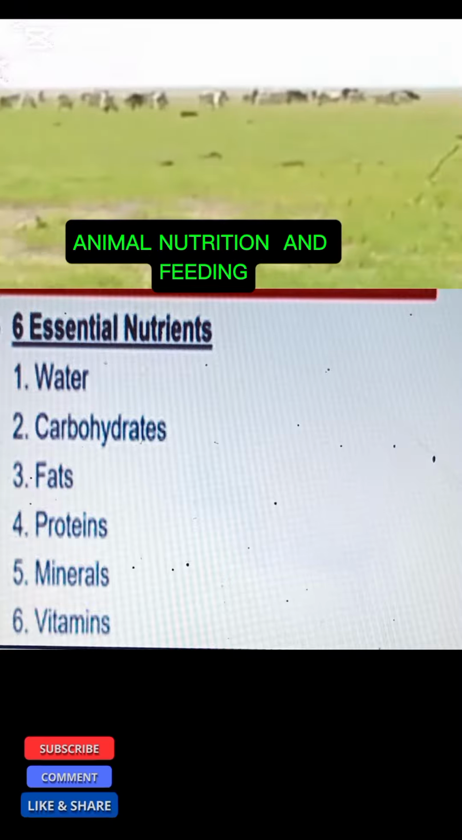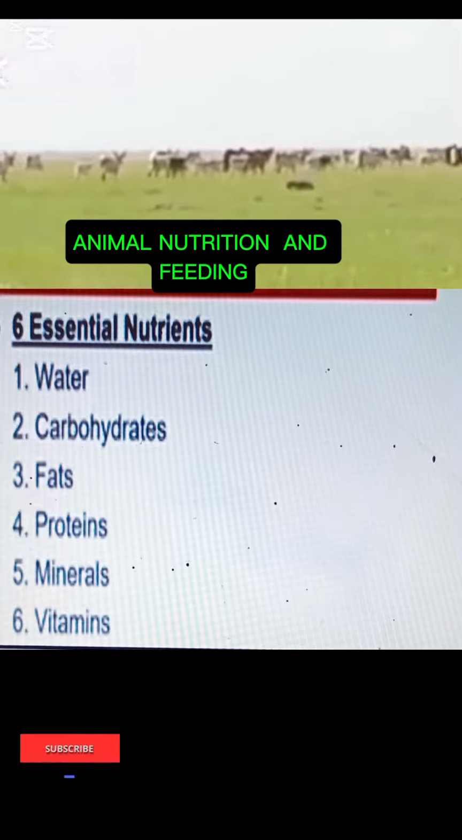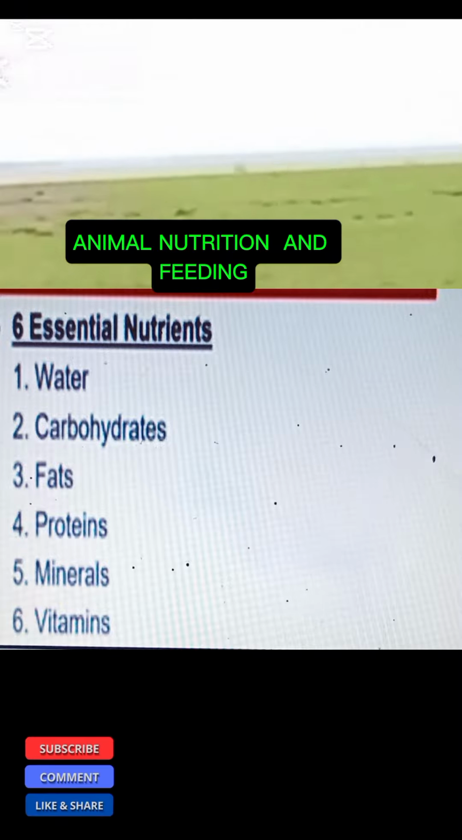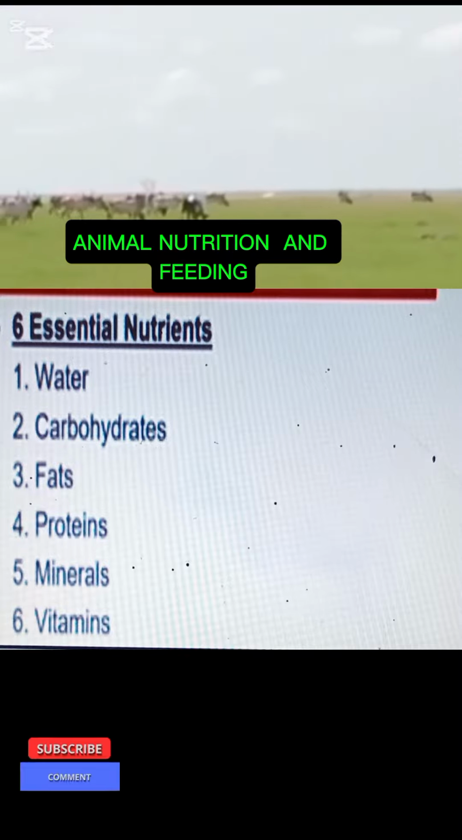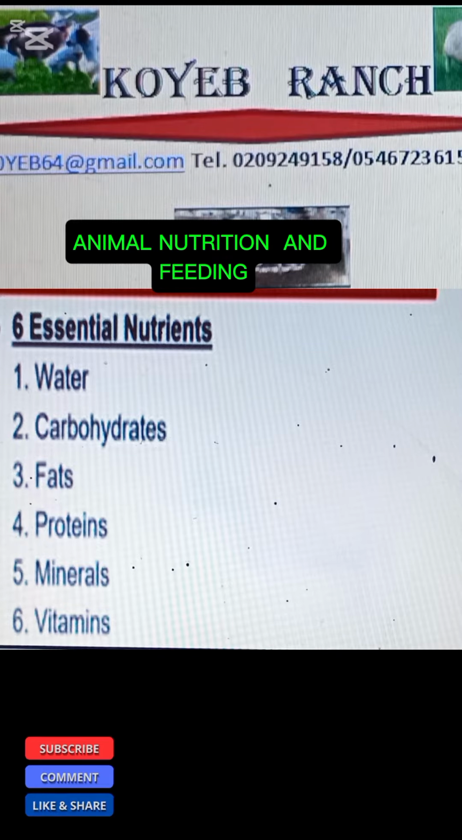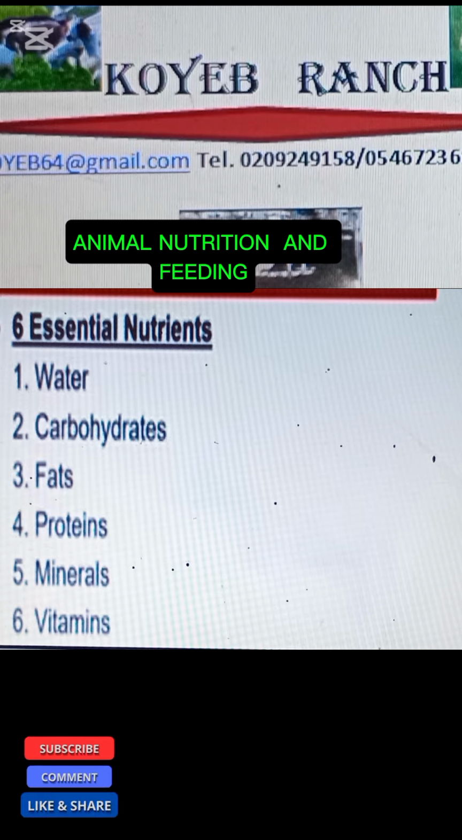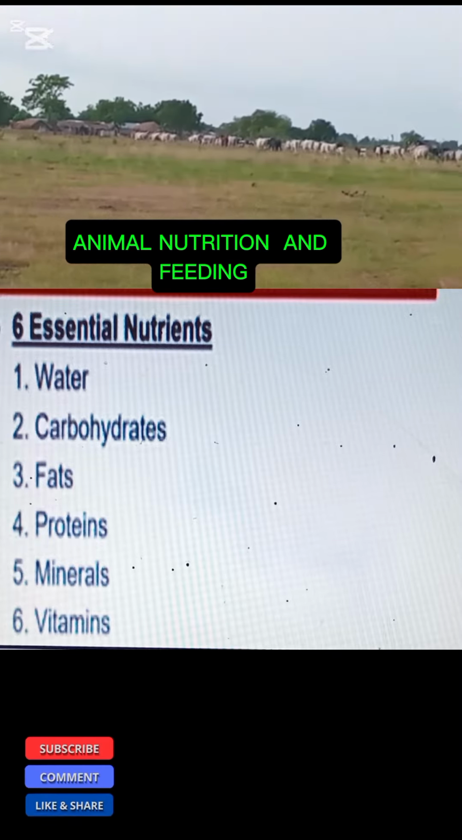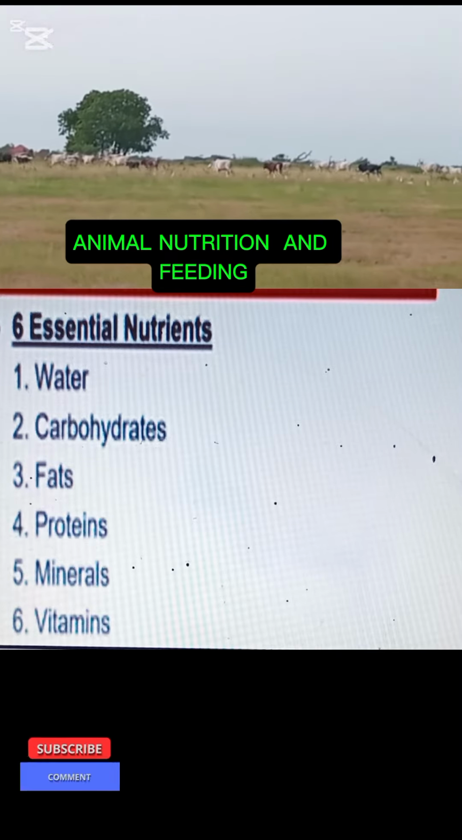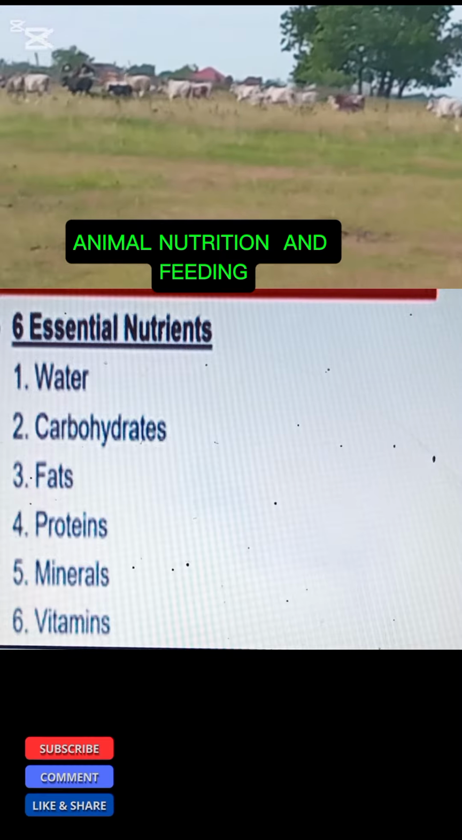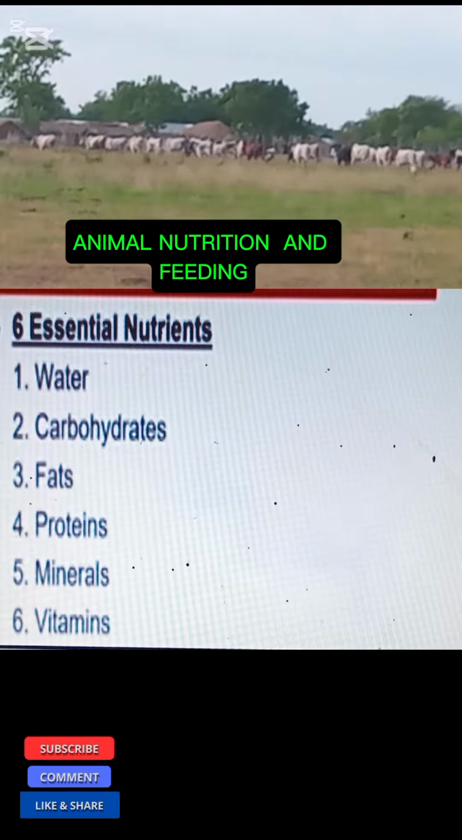Sources. Where do animals get their nutrients from? Animals get their nutrients from plants, such as grasses, forage crops, and legumes. They also get them from plant products such as soya beans, oat bran, rice hulls, and so on. They also get them from animal products like bone meal, milk, fish meal, and the others.